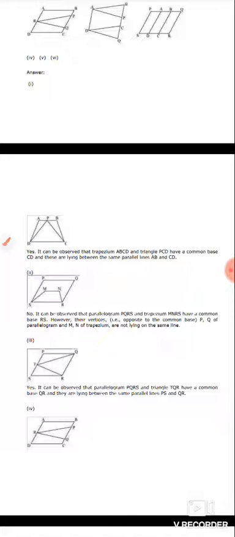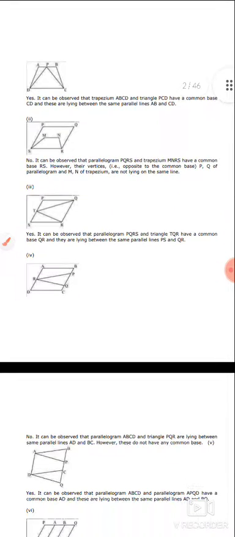Then come to the third figure. The third figure is again the same as figure number 1. We have the same base, QR, and the same sets of parallel lines, PS and QR. So the answer is yes. It can be observed that parallelogram PQRS and triangle TQR have a common base QR and they are lying between the same parallel lines PS and QR. Then come to figure number 4. In figure number 4, you do not have the same base, because for the triangle the base is PQ and for the parallelogram the base is the whole BC. So the bases are not the same, and the answer is no.